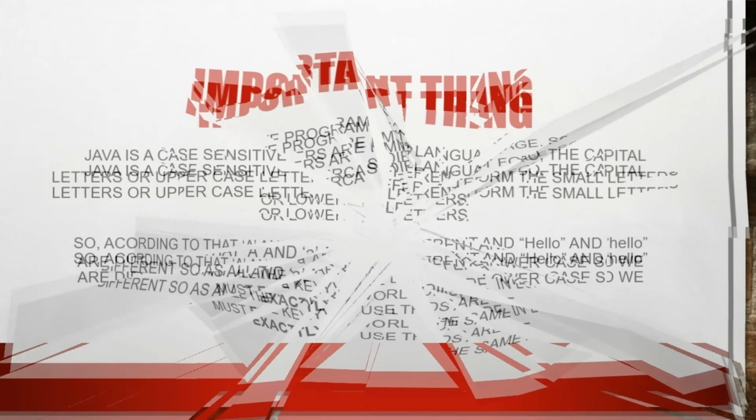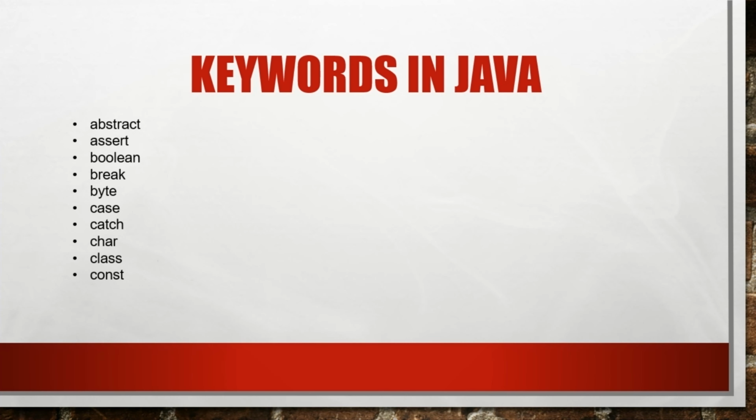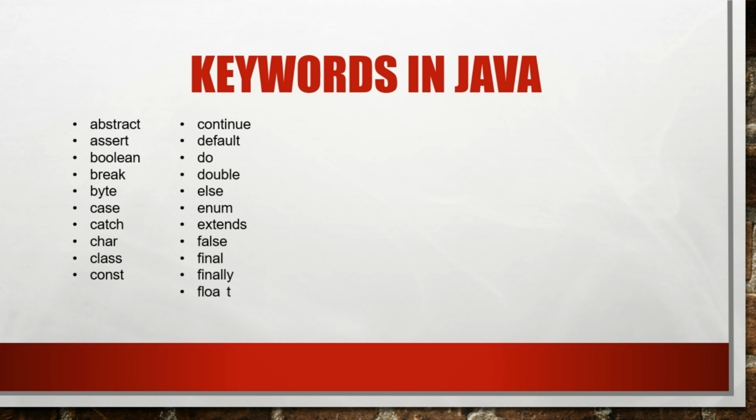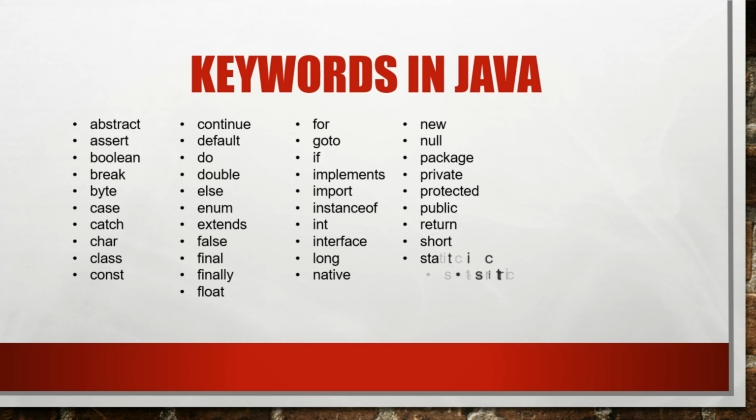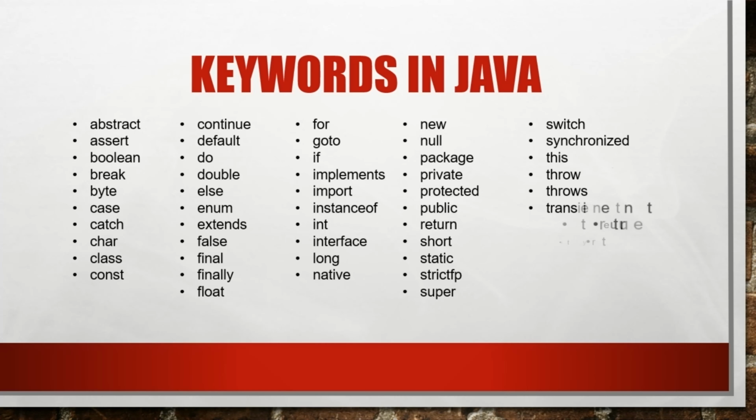Here is a list of all keywords in Java: abstract, assert, boolean, break, byte, case, catch, char, class, const, continue, default, do, double, else, enum, extends, false, final, finally, float, for, goto, if, implements, import, instanceof, int, interface, long, native, new, null, package, private, protected, public, return, short, static, strictfp, super, switch, synchronized, this, throw, throws, transient, true, try, void, volatile, while.